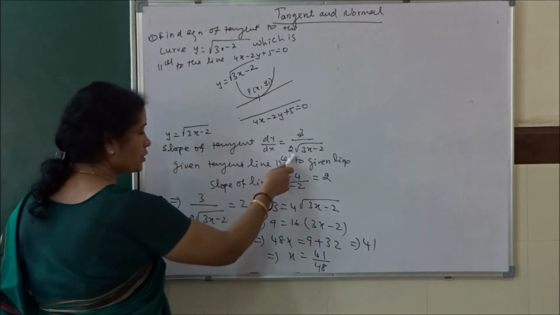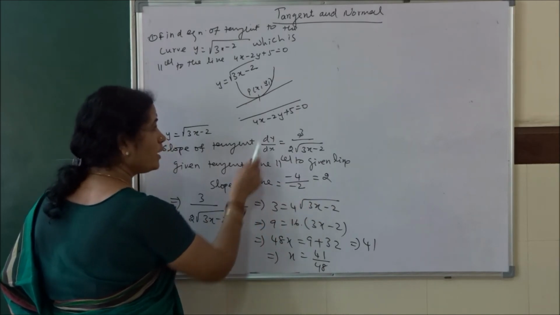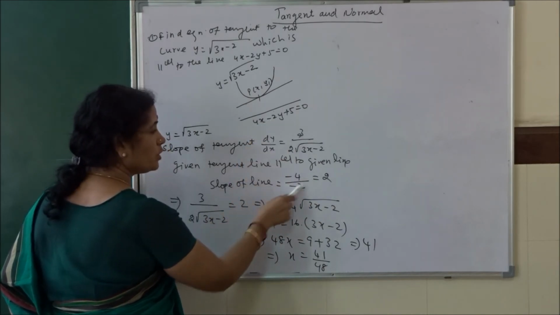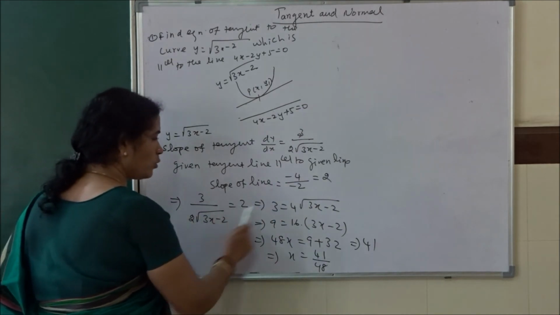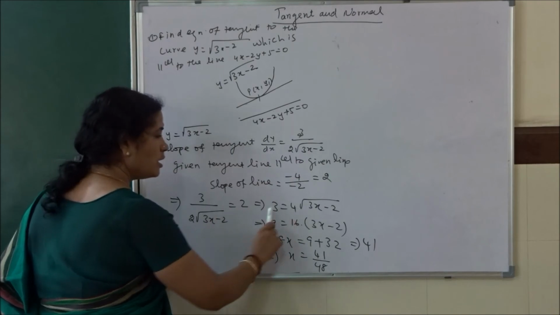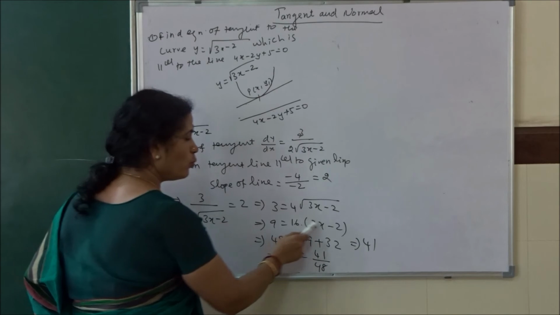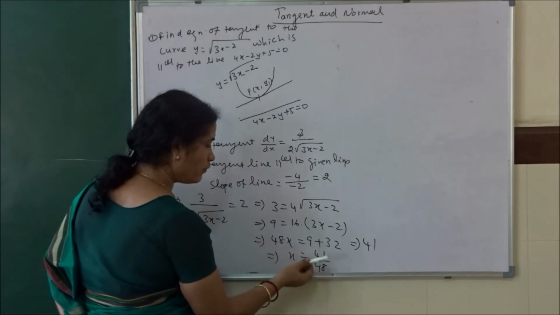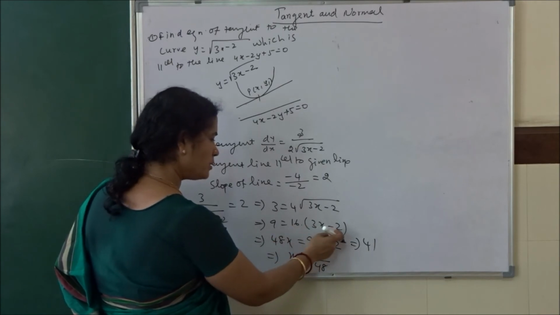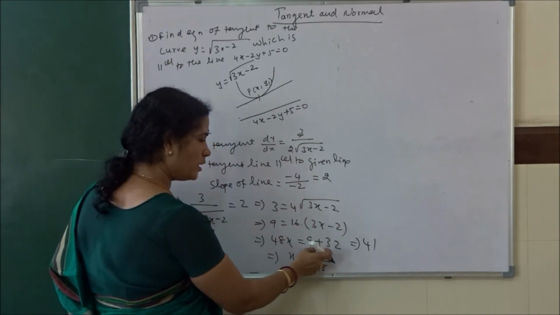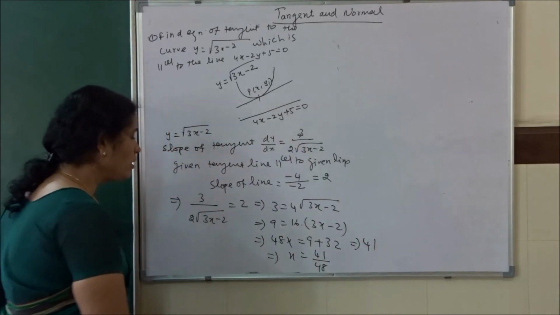So that is the differentiation of this, and we are making both equal. How are we finding the slope of the line? Minus coefficient of x upon coefficient of y, 2. So 3 upon 2 under root of 3x minus 2 equal to 2. I am taking cross multiplication, that is 4 into this. Squaring on both sides, this becomes 9, this becomes 16 into 3x minus 2. Open the bracket: 16 threes are 48, and this is minus 32. I am taking it to this side as plus 32. So 32 plus 9 is 41. x is equal to 41 by 48.